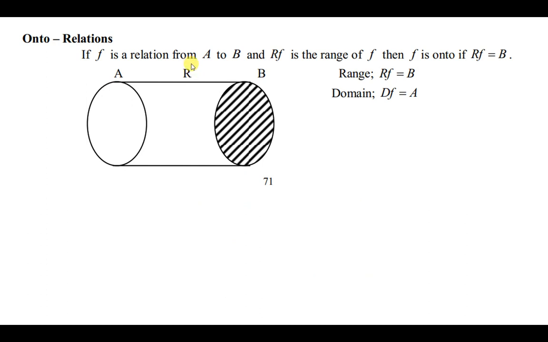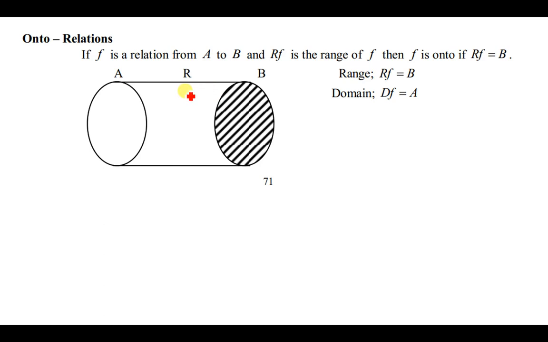Let's look at what is called an onto relation. An onto relation occurs when the range of a given relation is exactly the same as the codomain of the relation.